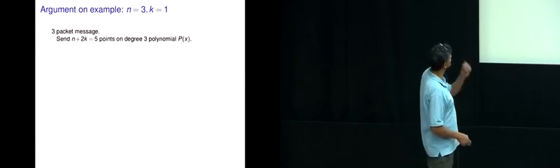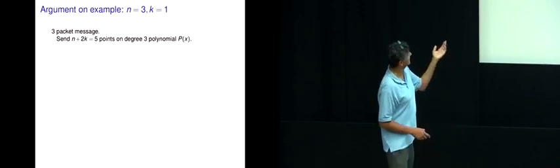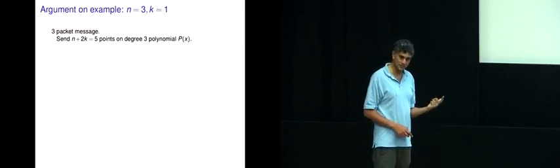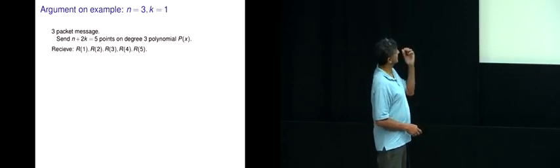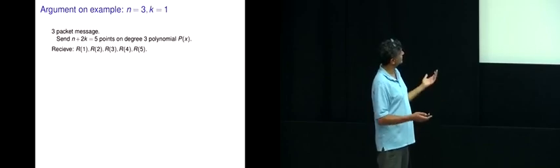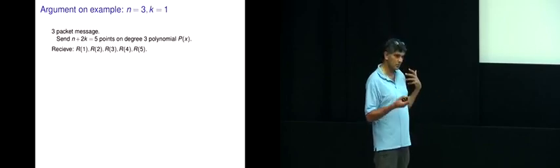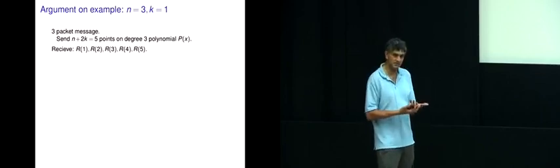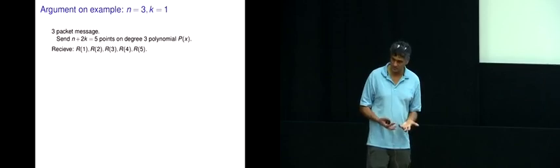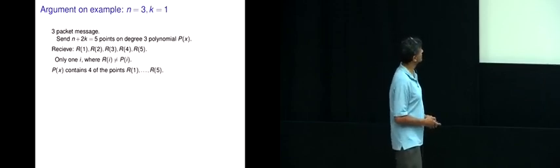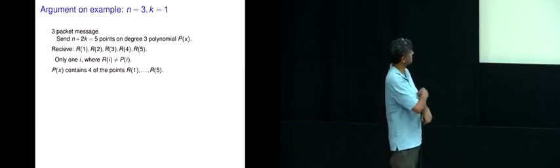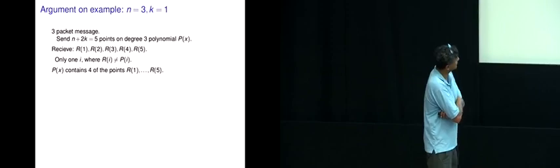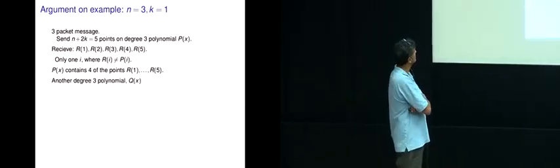So you have a 3-packet message. We're going to send n plus 2k, which is equal to 5 points. We're allowing 1 error, 1 corruption. You receive these 5 points, R1, R2, R3, R4, R5. You know that 4 of them are consistent with the original polynomial, but one of them is not. You don't know which one. So only one i where Q_R of i is not equal to P of i. So P of x contains 4 of these points, R1 through R5.